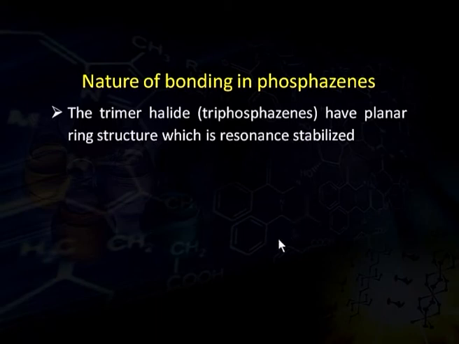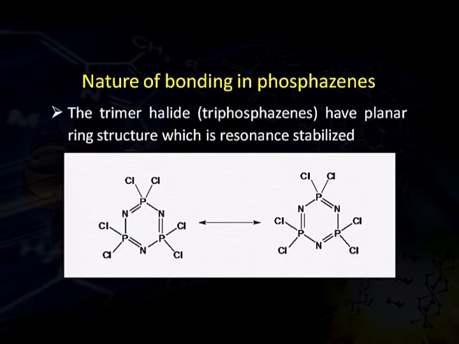The trimer halide, that is triphosphazine, has a planar ring structure which is resonance stabilized. So, we can see here these are the 2 structures, and this is resonance stabilized. In the first structure, the double bond is present at this position, and in the second case we can see this double bond has changed. So, this is the trimer. We can see these 2 structures are resonance stabilized, and the double bond is not fixed or localized, but delocalized. It keeps on changing its position.